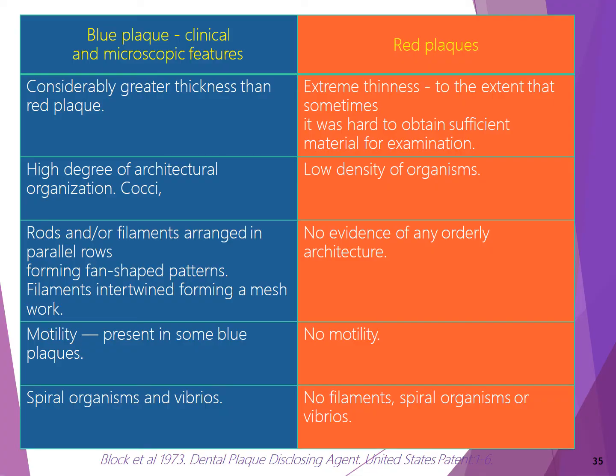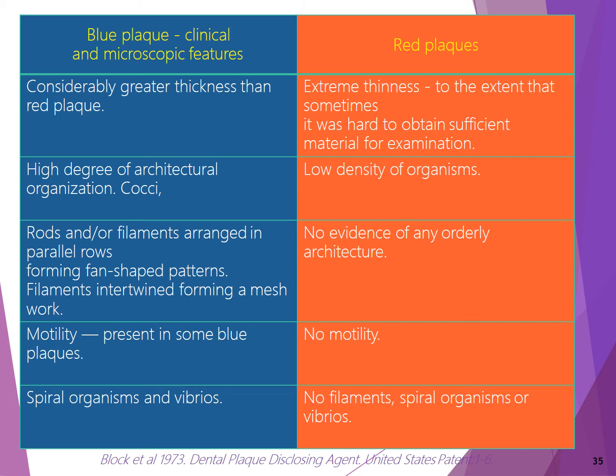Blue plaque clinically and red plaque. Blue plaque is of considerably greater thickness than the red plaque. Red is of extreme thinness, to the extent that sometimes it is hard to obtain sufficient material for examination. Blue plaque has a high degree of architectural organization, that is cocci, with low density of organisms in red plaque. Rods and filaments are arranged in parallel rows, forming fan-shaped patterns. Filaments intertwine to form a mesh work. In red plaque there is no evidence of any orderly architecture.